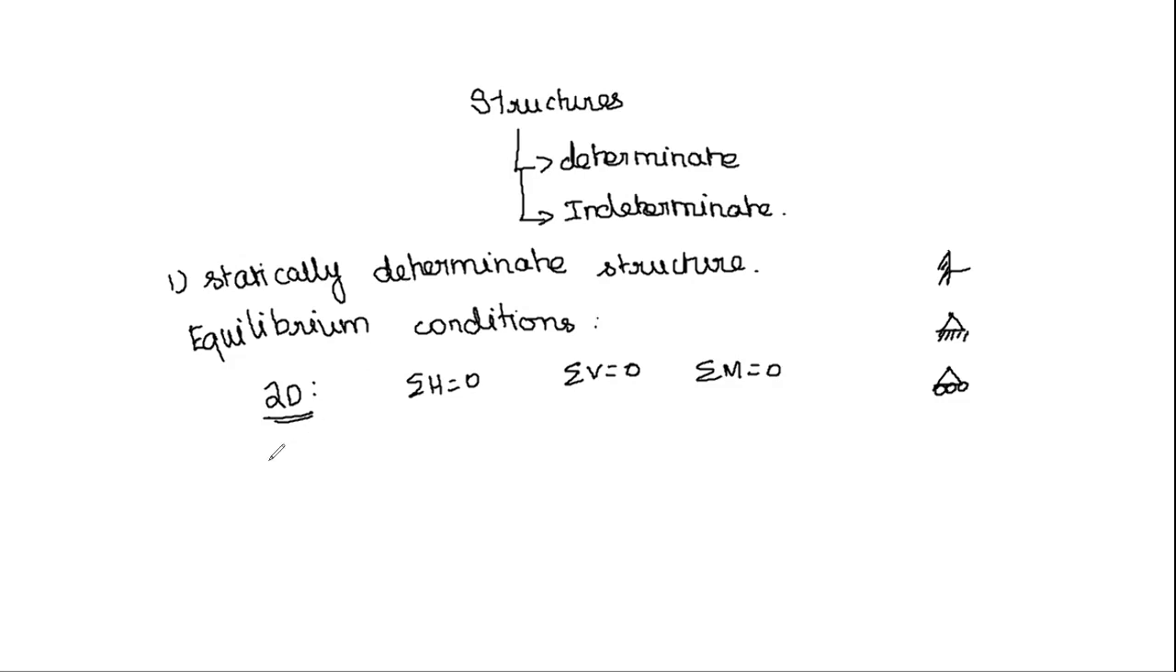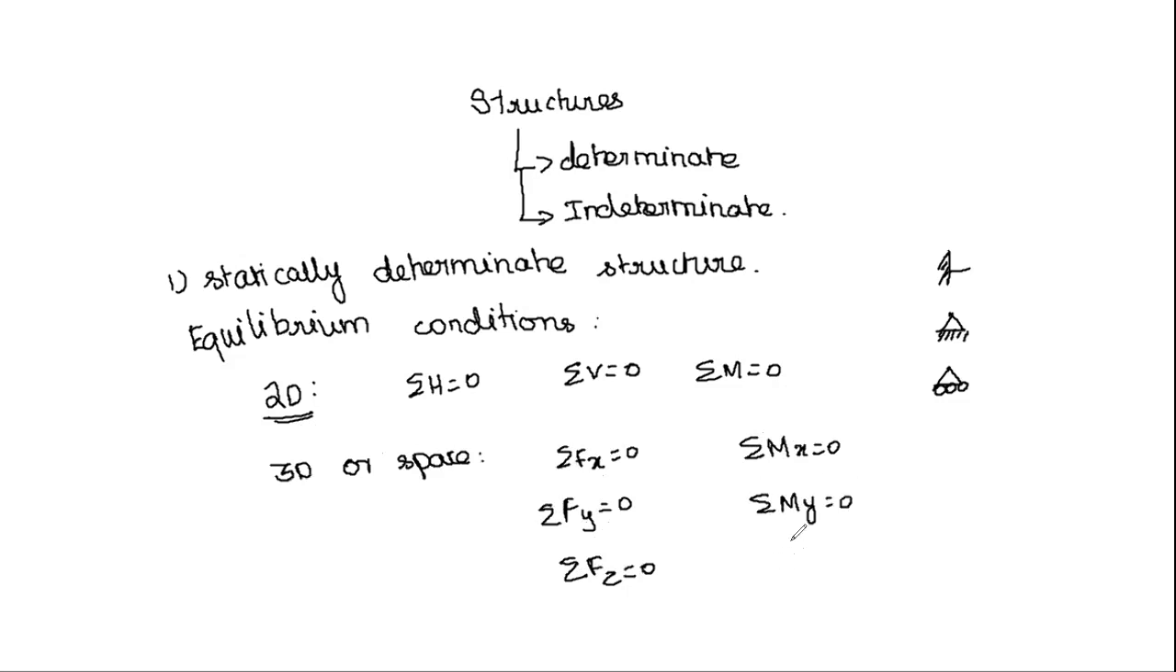Similarly, for a 3D structure, that is a space structure, summation of Fx is equal to 0, summation of Fy equal to 0, and summation of Fz equal to 0. Similarly, summation of Mx equal to 0, summation of My equal to 0, and summation of Mz is equal to 0. So the total number of equilibrium equations for a two-dimensional structure is 3, whereas the total number of equilibrium conditions for a three-dimensional or space structure is 6.